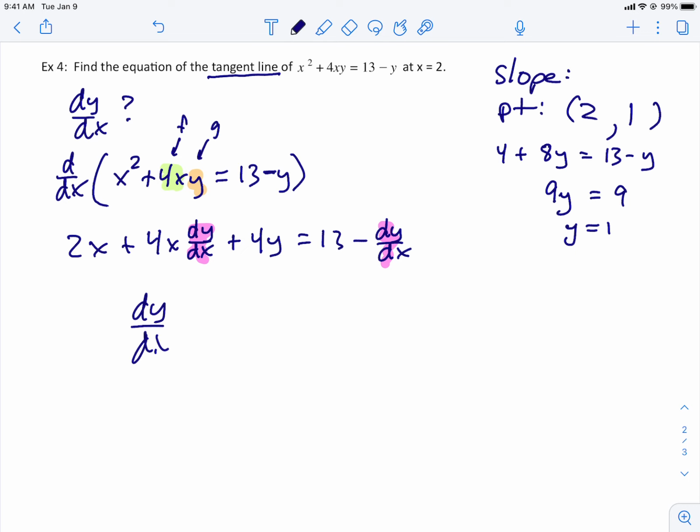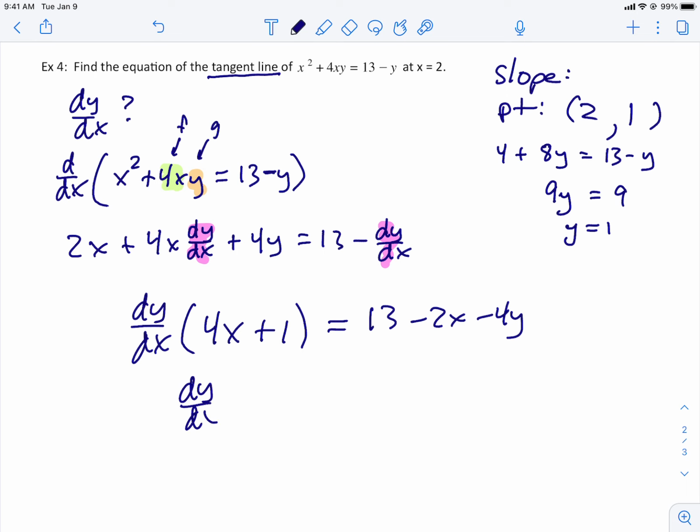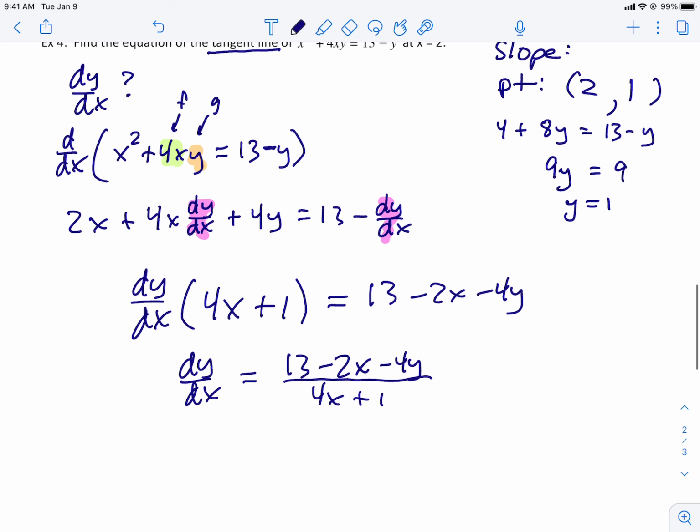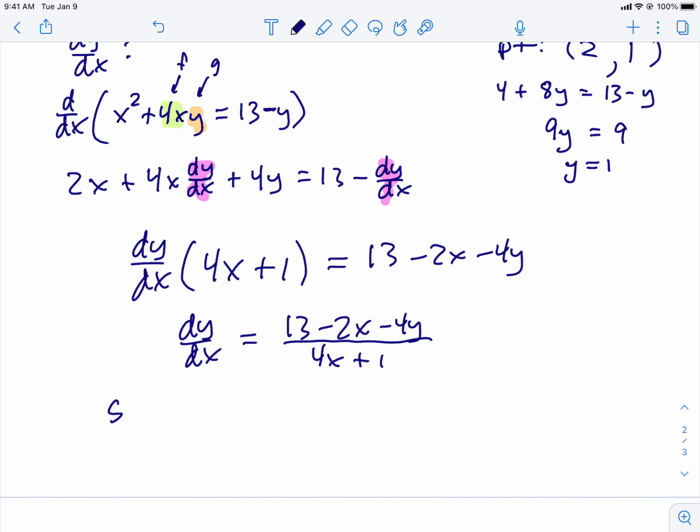So I'm going to move everything to the left and factor at the same time. So dy dx gets factored out, leaving me with 4x plus 1 on the left-hand side. On the right-hand side, we're going to get, what is that, 13 minus 2x minus 4y. So dy dx is going to be 13 minus 2x minus 4y all over 4x plus 1. Okay, so now the slope is going to be dy dx evaluated at the point 2, 1, which we found earlier.